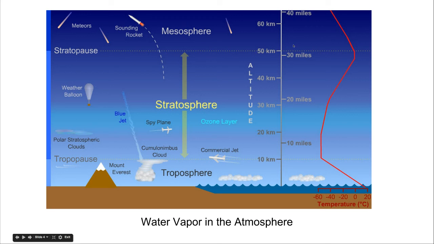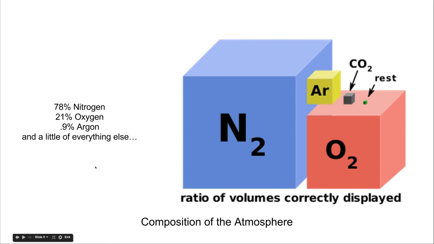As you move up further and further, you have less and less water. So the lower parts of the troposphere have the most water, and the highest parts of our mesosphere and even thermosphere have almost no water whatsoever. Something to think about. Now we'll talk about the composition of the atmosphere.